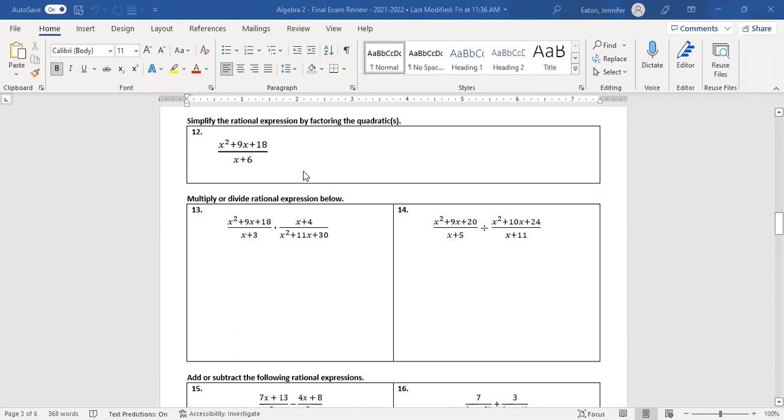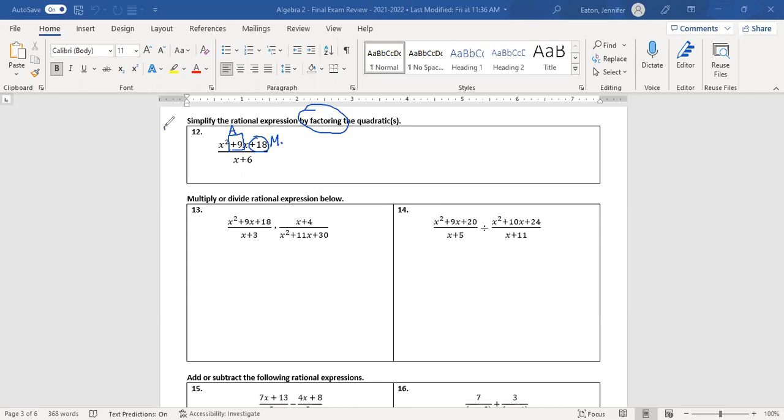Okay, so our whole next section, we just got done with our polynomials. We're going to focus in on our rational expressions here. We're going to look at simplifying, multiplying, dividing, adding, and subtracting. So for this first one, number 12, we are going to simplify this. And the way we simplify this is by factoring the quadratic. So how do we factor again? When there's nothing in front of x squared, we can simply say what multiplies to the last number and adds to the middle number. So we need two numbers that multiply to 18.